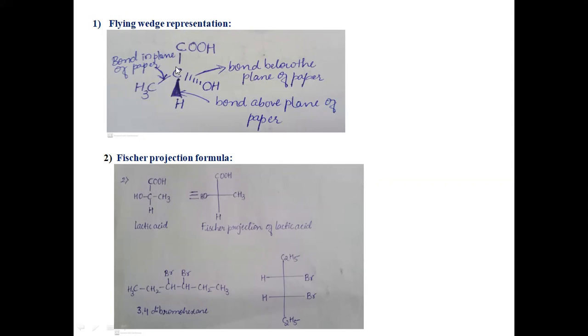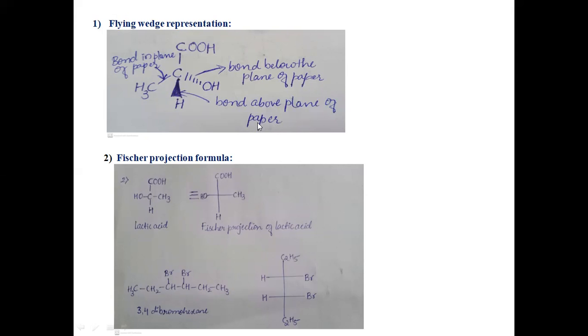That is bonds in the plane of the paper. And the second type of bond we can see is a solid wedge. This solid triangle is called a solid wedge. This solid wedge represents a bond above the plane of the paper. It represents the bond which is present above the plane of the paper.